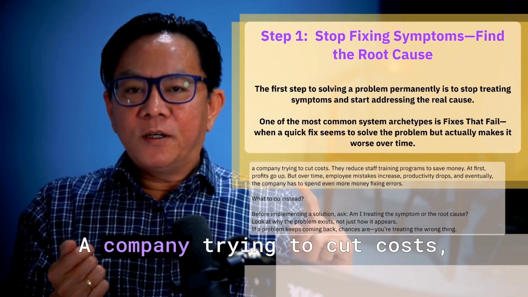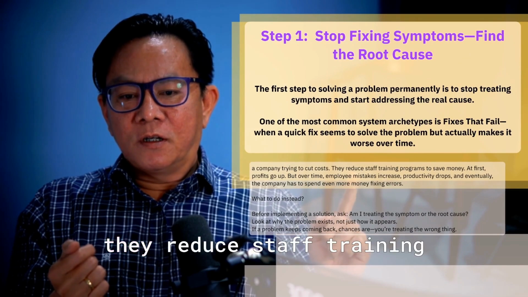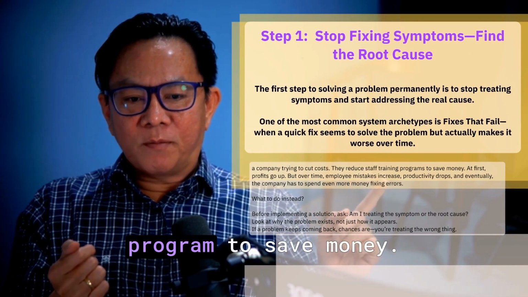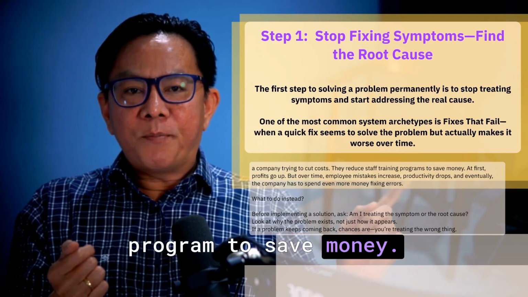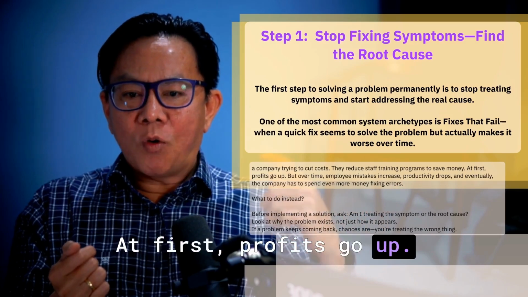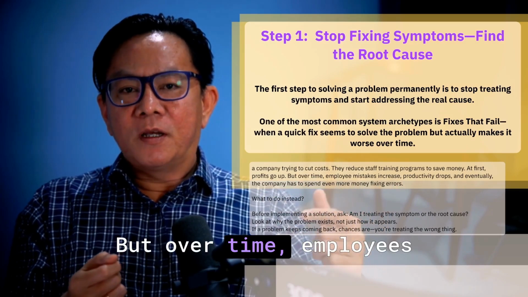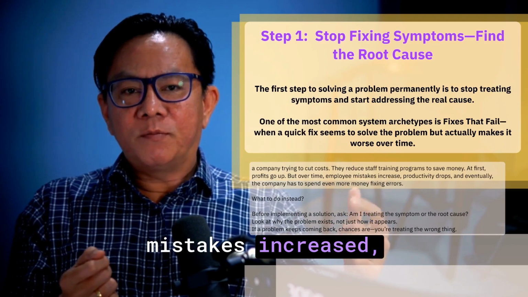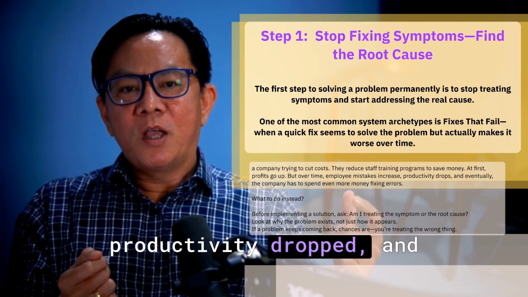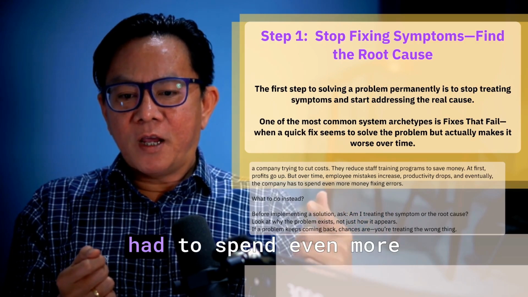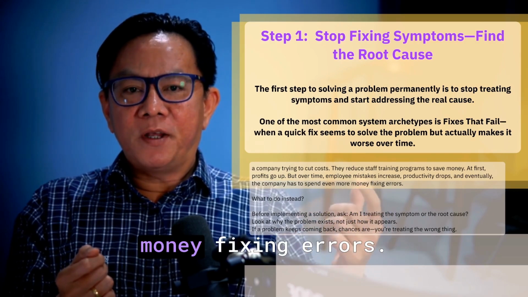A company trying to cut costs reduces its staff training program to save money. At first, profits go up, but over time, employees' mistakes increase, productivity drops, and eventually the company has to spend even more money fixing errors.